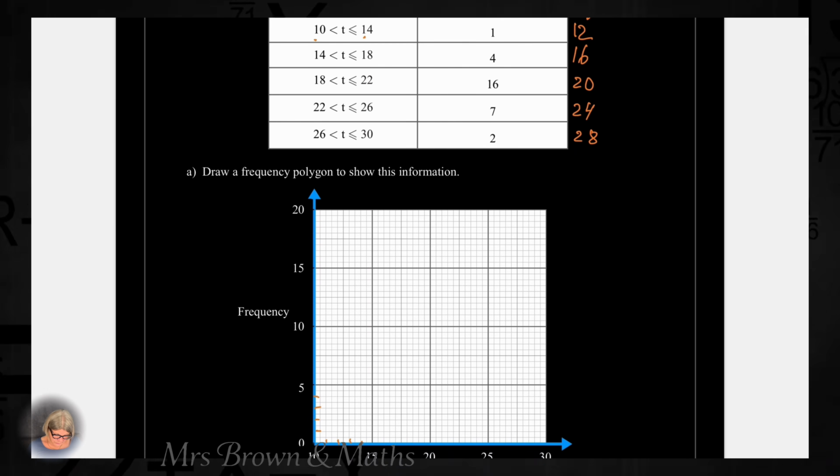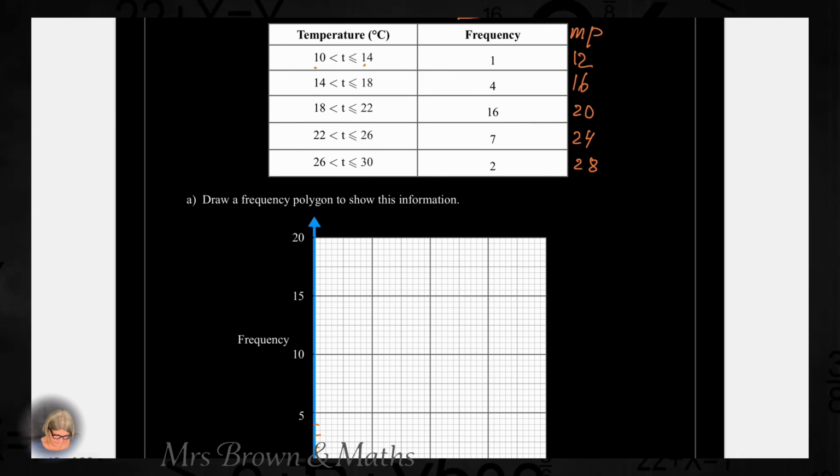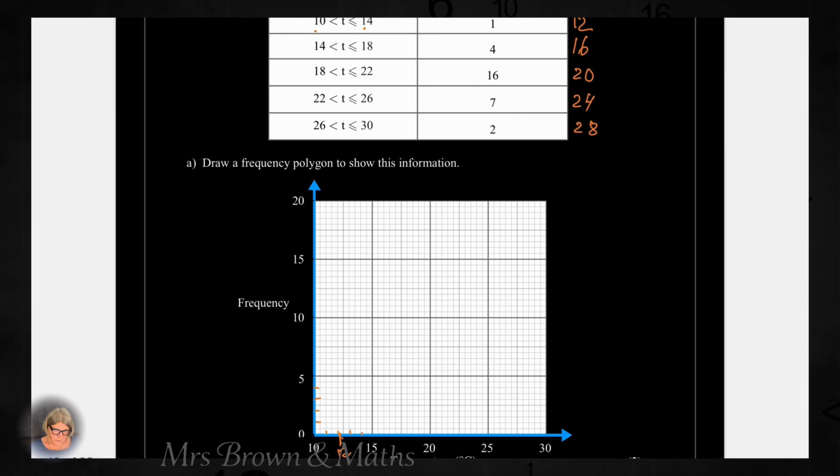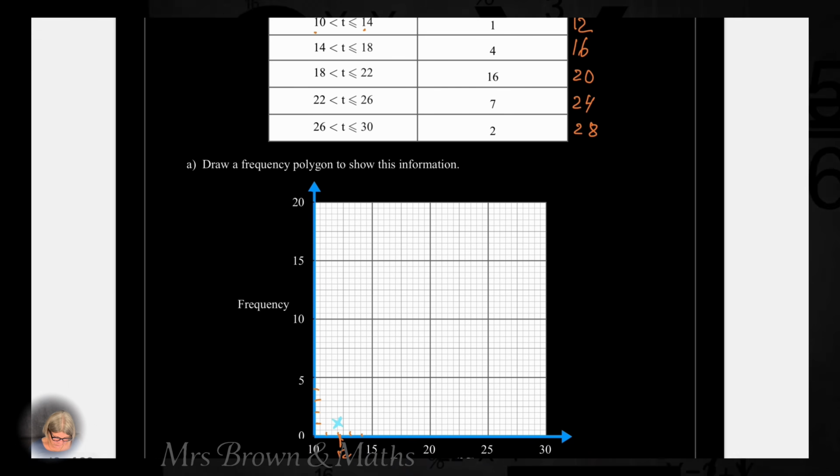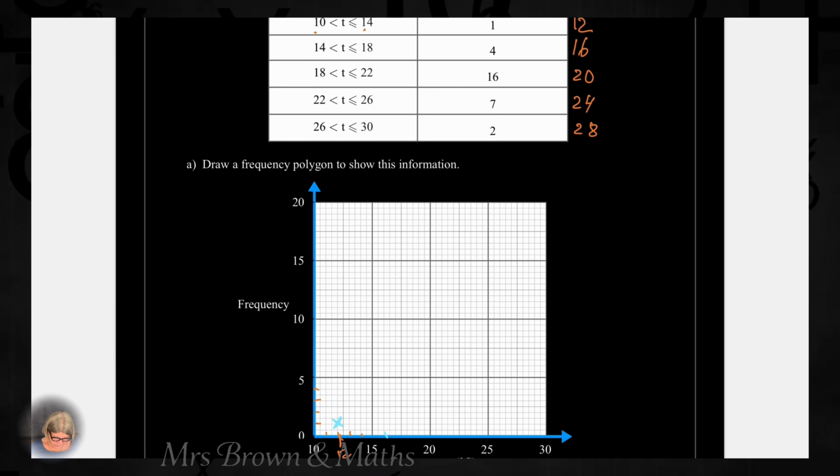Okay, so 12 will be here, and 1 day. Right, let me choose the color. So it is here. Next, 16 degrees, 4 days. So 16, it's 15 and 2 little squares. So 16 is here. And 4 days times 2 little squares: 1, 2, 3, 4. So it is here.